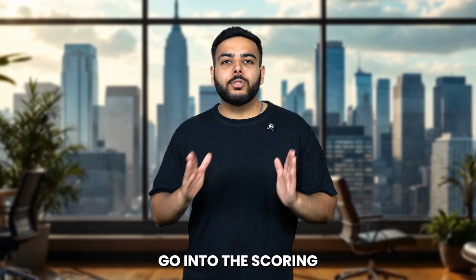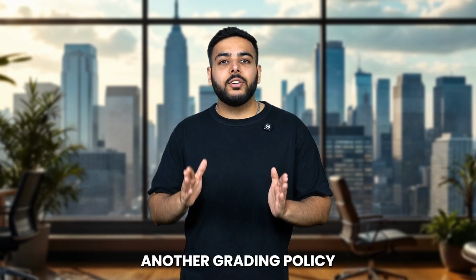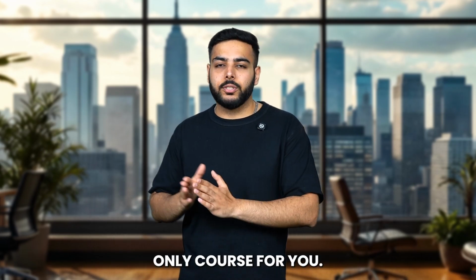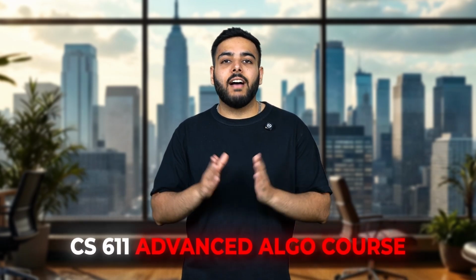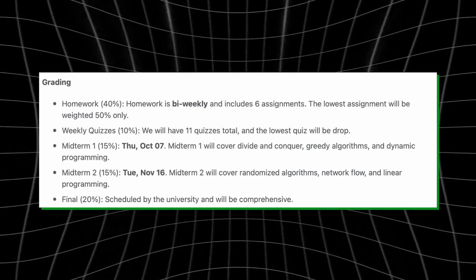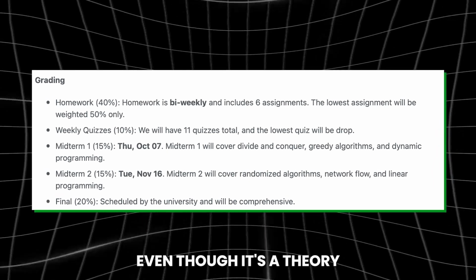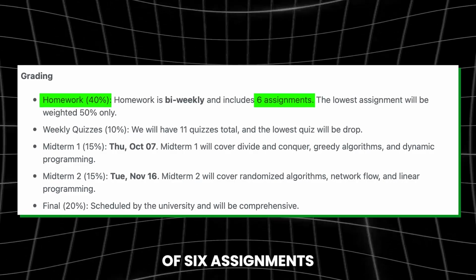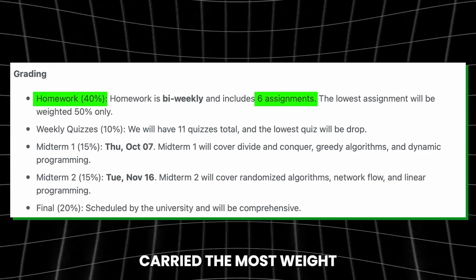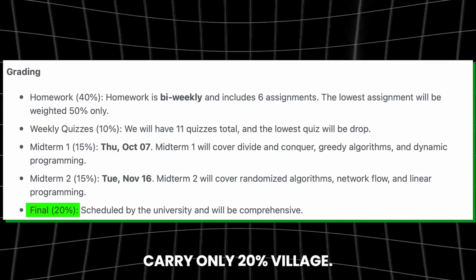Now, I will not go into the scoring for this one, but I will share another grading policy for a theory-only course for you to get an idea. This is the grading policy for the CS 611 Advanced Algo course offered at UMass. You can see for yourself, even though it's a theory-only course, the emphasis on homeworks, which comprise 6 assignments, carry the most weight, and finals carry only 20% weightage.